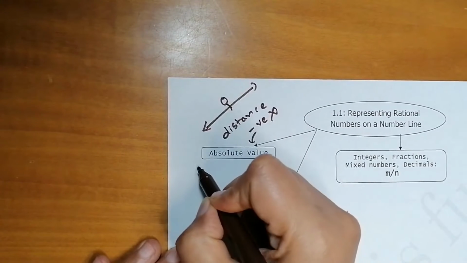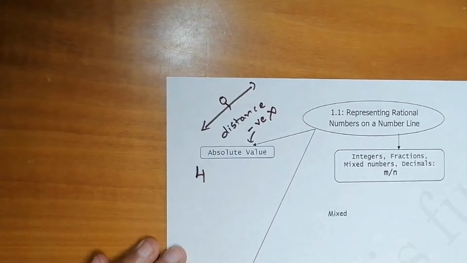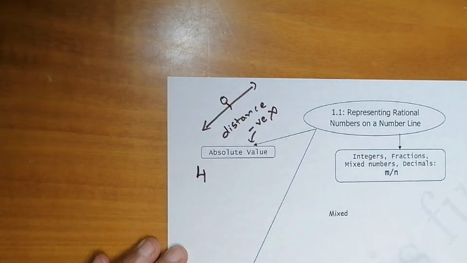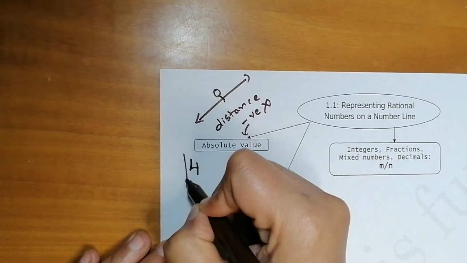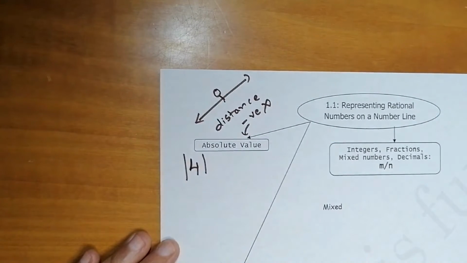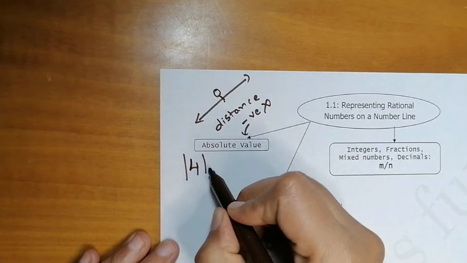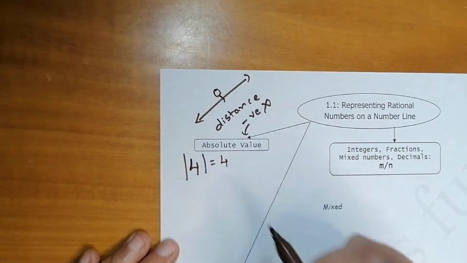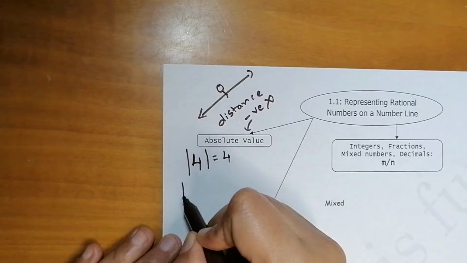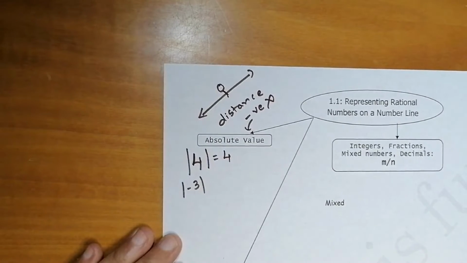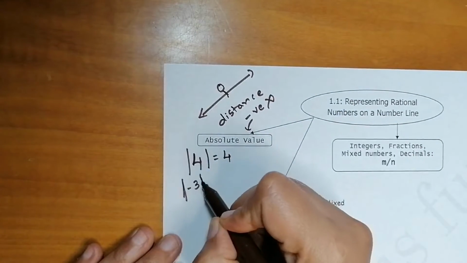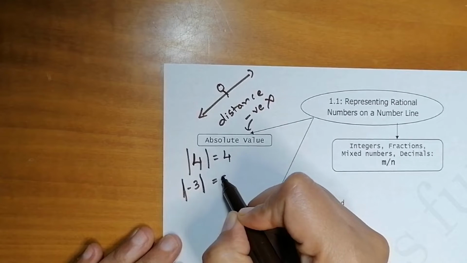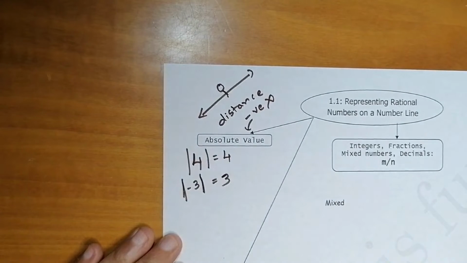So what do you do here? For example, 4. What is the absolute value of 4? To write absolute value, you always put numbers between these two bars, to say that we're talking about absolute value. So the absolute value of 4 is 4, right? If it is minus 3, we said it can never be negative, right? So the absolute value of minus 3 is 3.